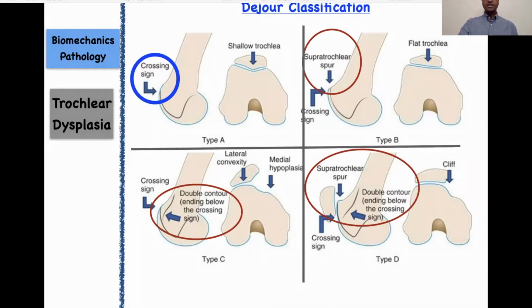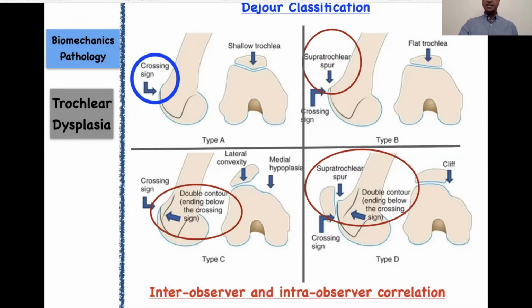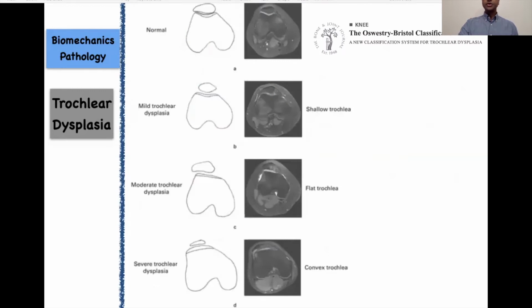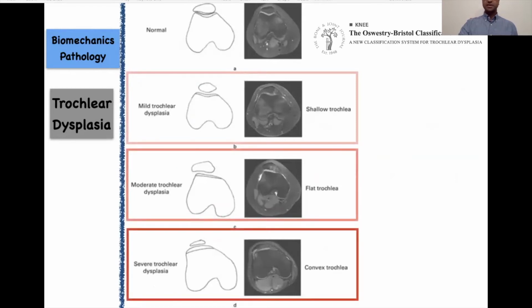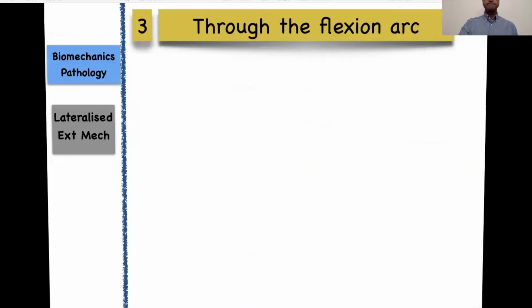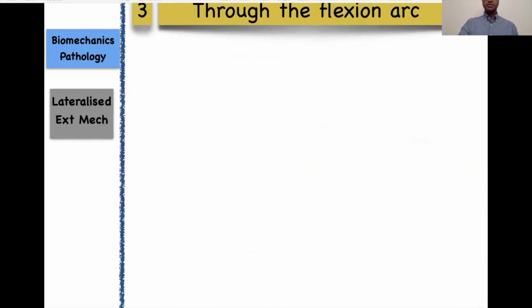The slight problem with this classification is that the inter-observer and intra-observer correlation is not that good, and that is universally published. And therefore, I think the new classification, which was in fact presented last year and published this year in JBJS, the Oswestry-Bristol classification, is really easy to understand and interpret. So it's mild trochlear dysplasia, which is shallow, moderate trochlear dysplasia, which is flat, and severe trochlear dysplasia, which is a convex trochlea.